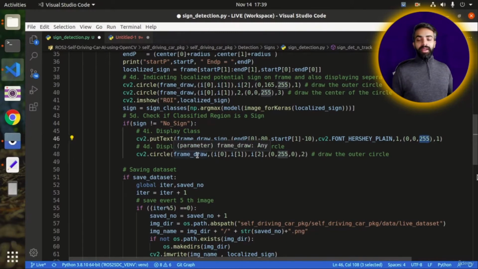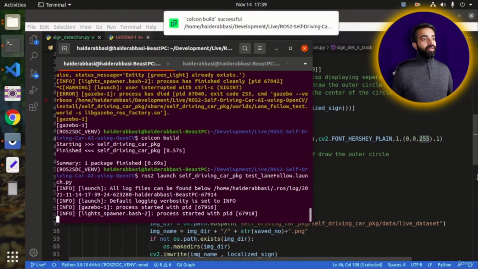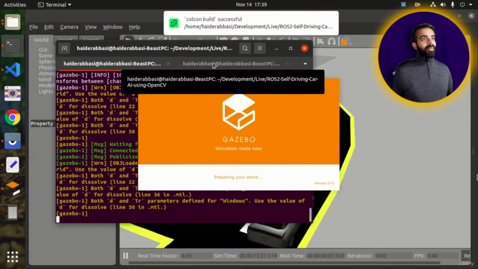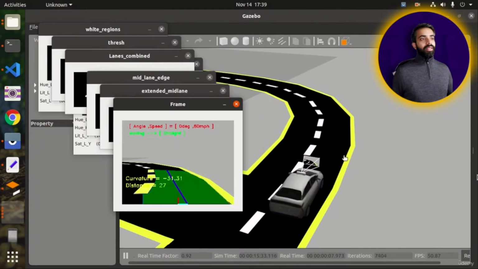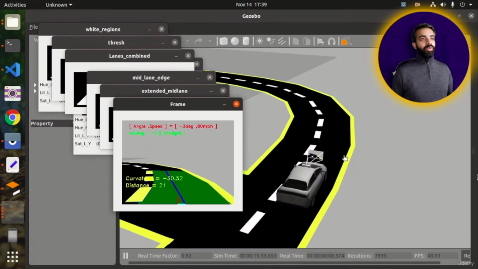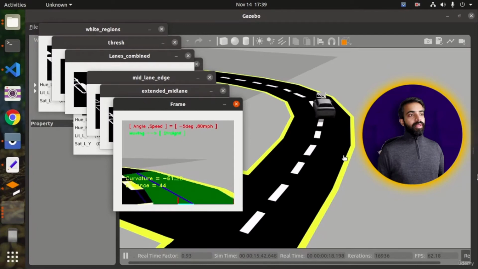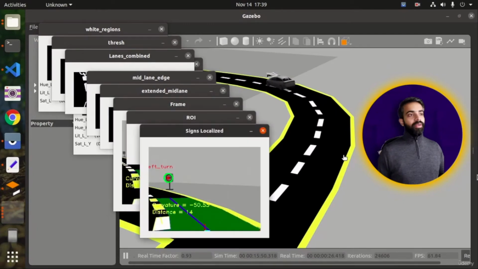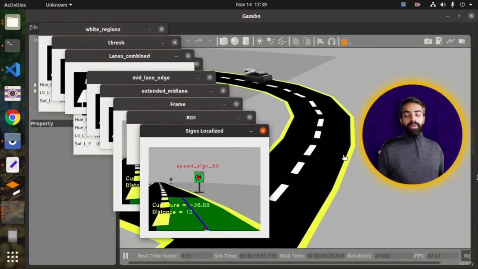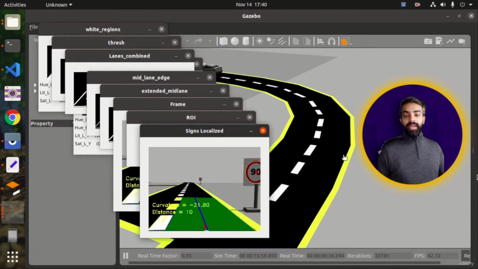Once we have done that, we can run this project by building it. So let's save this, proceed to the terminal, build it using colcon build, and run the simulation. Once the simulation starts, we run the computer vision node, and you notice that the car starts to move. The car approaches this left turn and makes it, and then it approaches a potential candidate or potential sign. Once it approaches a potential candidate, it not only localizes it, but also classifies it, displaying its respective category. As you can see, it displays speed sign 90 quite accurately, I might say.